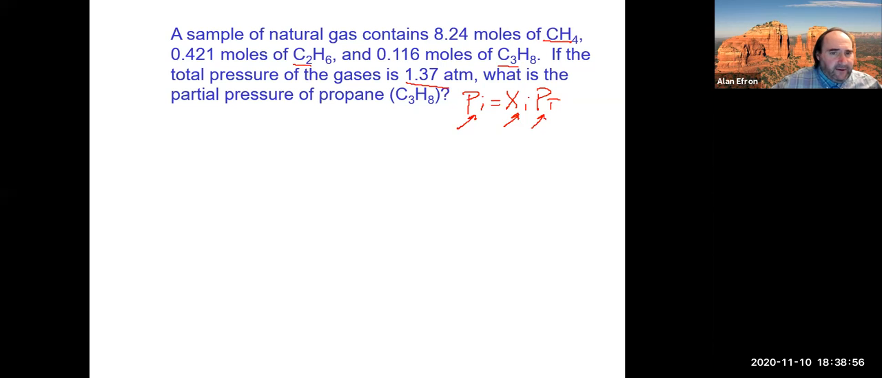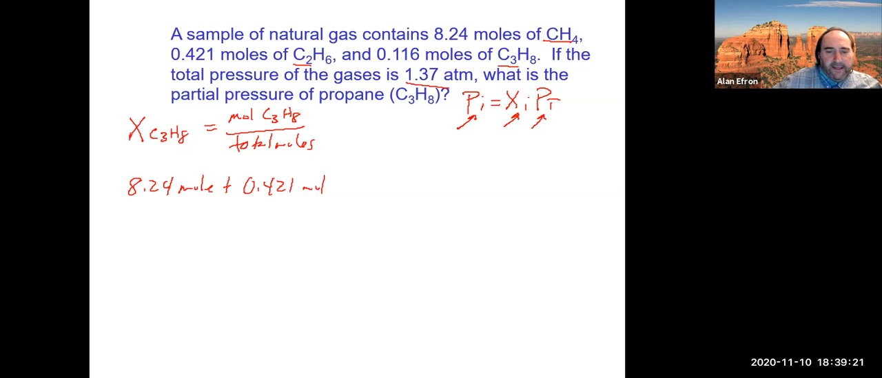So the first thing we want to figure out is the mole fraction of what we're interested in, which in this case is the propane, the C3H8. In order to do that, that is the moles of propane divided by the total moles in this case. So we could just simply add up all of our moles here. So we have 8.24 plus 0.421 plus 0.116 moles. And this will give us our total moles in this case, which looks like it is 8.777.